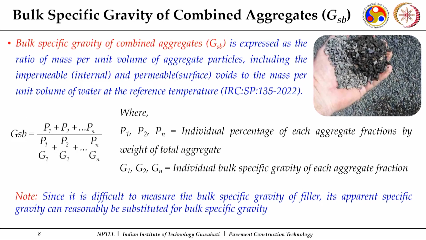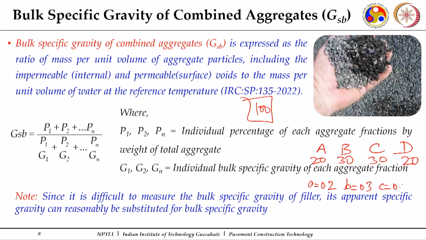Now, I may have stockpiles of A, B, C and D. Four aggregates may be there, and I require to blend these aggregates to get my desired gradation. In my 100% aggregate blend, I may be using 20% from A, 30% from B, 30% from C and 20% from D. These are the individual percentages, so my small a will be 0.2, then 0.3, and so on, as we discussed, in fractions.